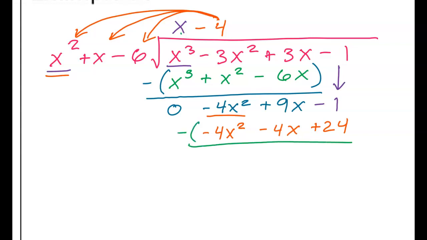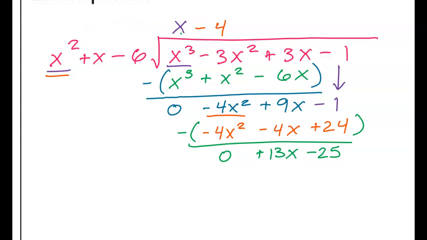And then you subtract everything. Negative 4x squared minus negative 4x squared cancels to be 0. 9x minus negative 4x is actually 13x. And negative 1 minus 24 is actually negative 25. Can you multiply x squared by anything to give you 13x? No. So what do you think this 13x minus 25 is? The remainder.